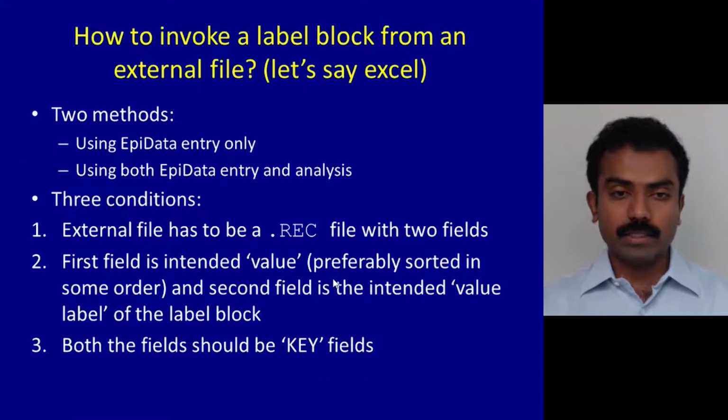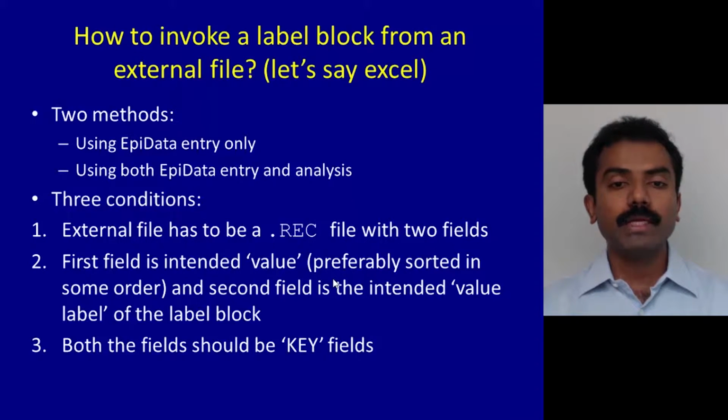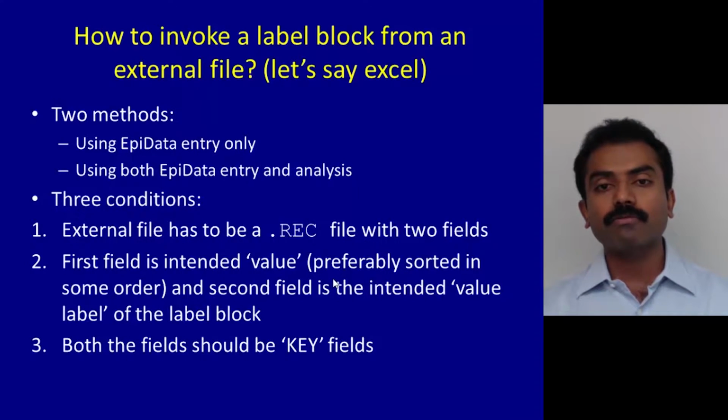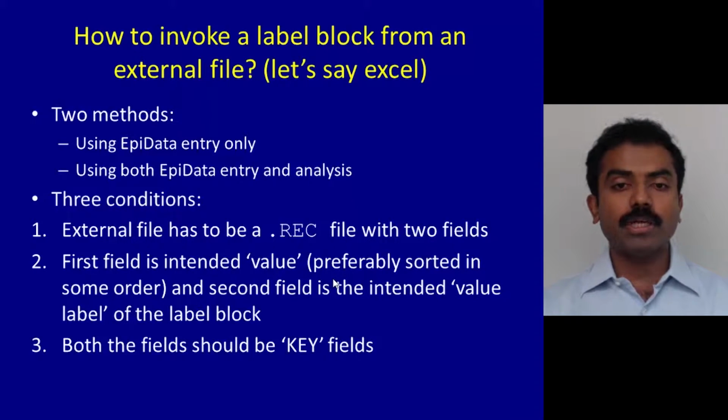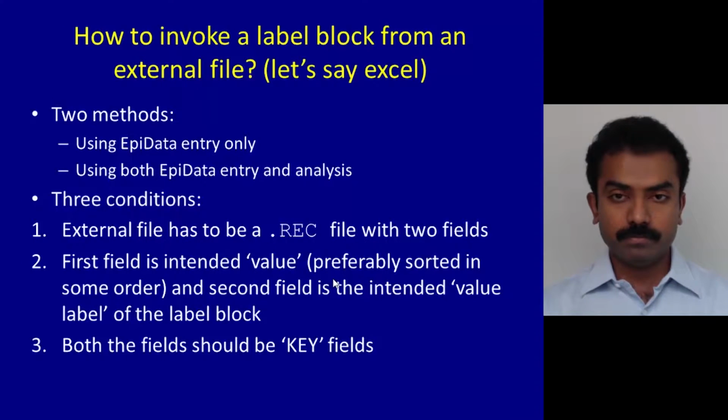Now there are two methods. One uses only EpiData entry, the other one uses both entry and analysis. I'm going to focus on the second method because that is more efficient and less cumbersome as compared to the first one. Now there are three important conditions that we have to meet before we can invoke a label block from an external file. Okay, the first condition is the external file has to be a rec file.